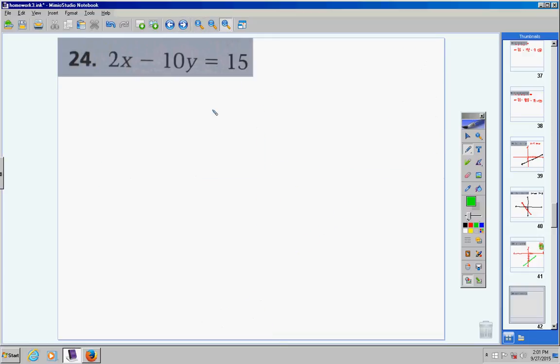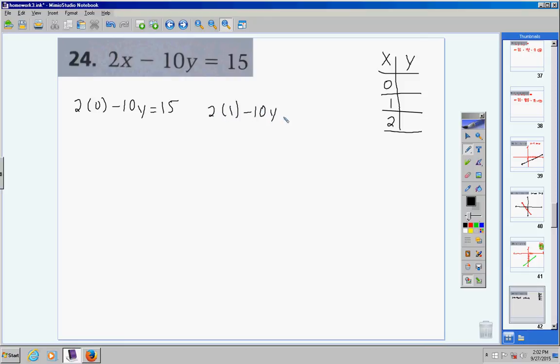All right, moving on to number 24. Same method. Table of values. On the test, you're going to have to prove to me you know how to use all three methods. It's very important you understand that. So where the x is, I'm going to substitute 0. And I'm going to substitute 1 for x. And then I'm going to substitute 2 for x.